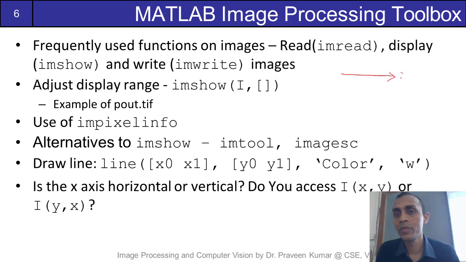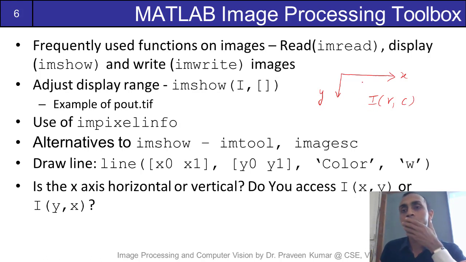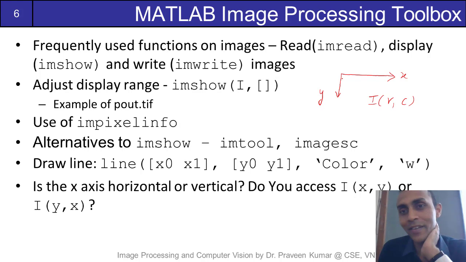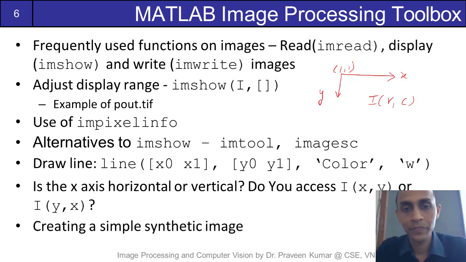So by convention, X goes in this direction, Y goes in this direction. But when you are supplying the indices of a matrix, generally the convention is row, comma, column. So row is your Y, and column will be your X. That means you're accessing y comma x rather than x comma y. So sometimes that confusion may happen, and the index will start from 1, 1.